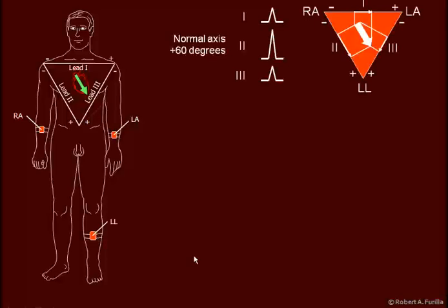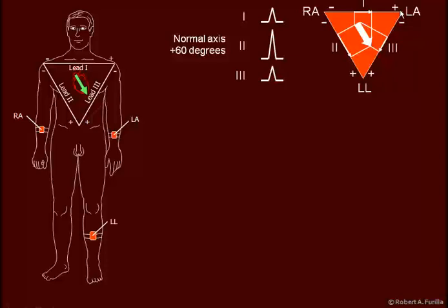Now, if we look at these 3 electrocardiograms, and I'm just showing the R waves for these 3 different limbs, we see lead 1 has an upward deflecting but relatively short R wave. Lead 2 has an upwardly deflecting but taller R wave. Lead 3 has an upwardly deflecting and short R wave.